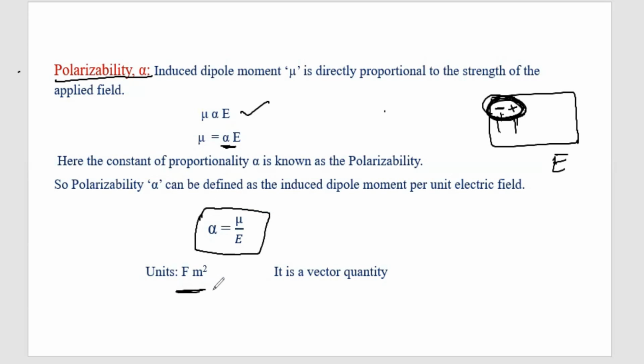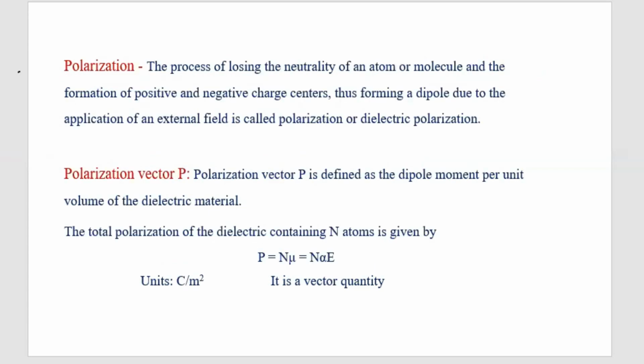And the units for this polarizability is farad meter square. It is also a vector quantity. Then the next definition, polarization. So polarization means the process of forming the dipoles. How many dipoles are forming throughout this material? So throughout this material, losing the neutrality of the atom or the molecule.